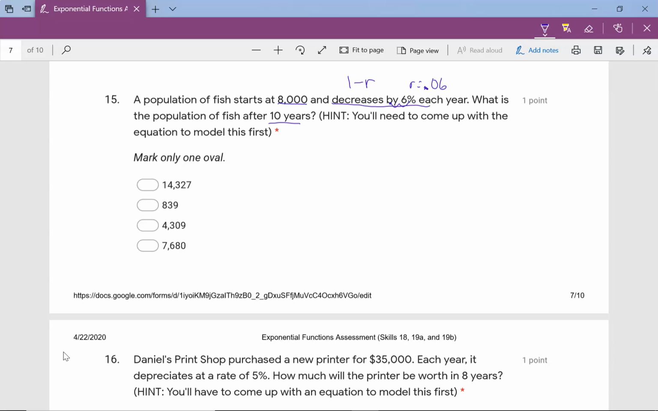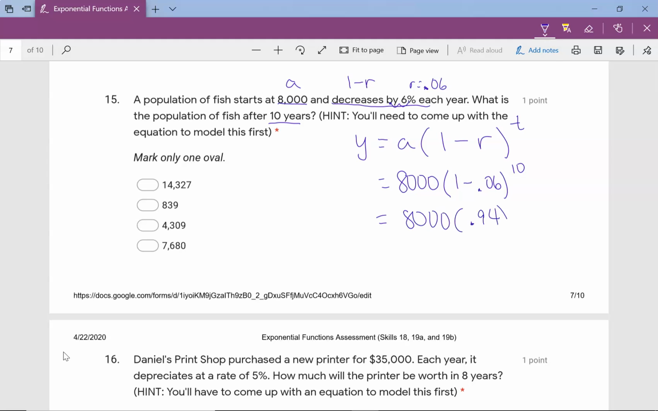So we're going to come up with our model first. So y equals a times the quantity 1 minus r to the t power. A in this case was that initial value of 8,000. 1 minus 0.06 to the t is 10. 1 minus 0.06 is 0.94. So I'm just going to put this in on a calculator. And the calculator gives me about 4309 when rounded.